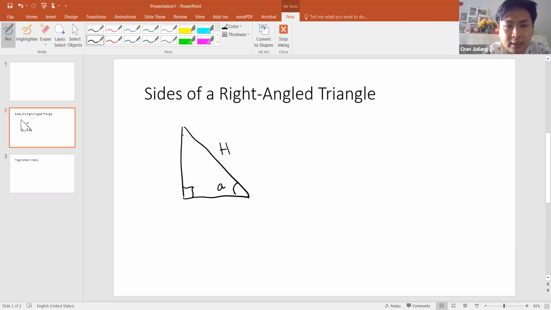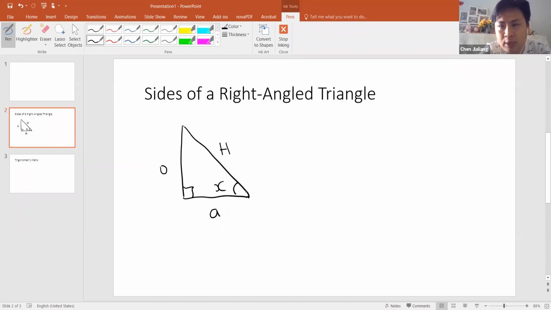Okay, so the side that is facing the mark angle, we will call this the opposite. So this will be the opposite. And then the side that is, okay, maybe I don't call this A, it's a bit confusing. I call this X. So the side that's just beside angle X, this will be called the adjacent. And then we will have all our sides labeled: the opposite, the adjacent, and the hypotenuse.